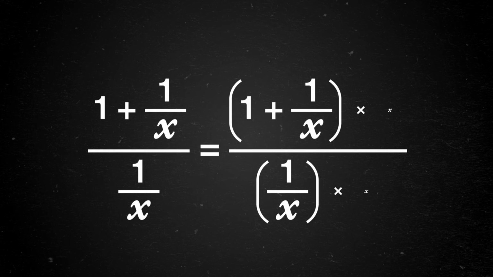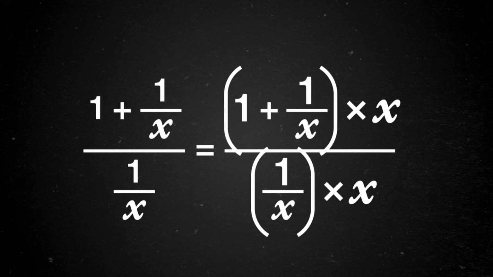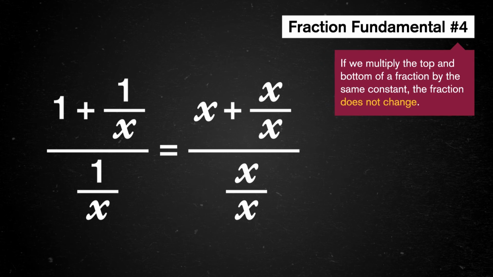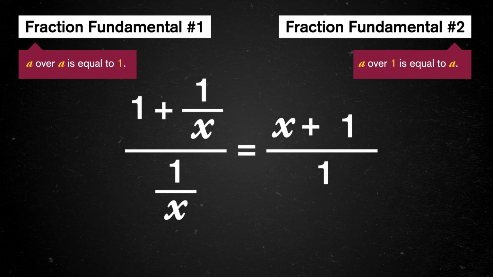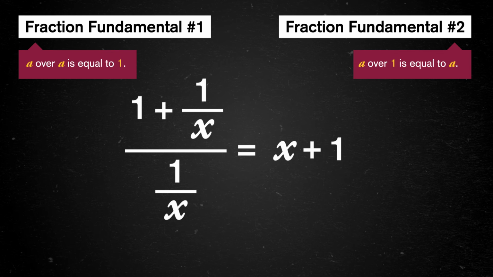So let's try multiplying the top and bottom each by x. This gives us x plus x over x, all over x, thanks to fraction fundamental number 4. And applying fraction fundamentals 1 and 2, this awkward algebraic expression is revealed to be just x plus 1 in disguise. So, rational expressions usually look worse than they are.